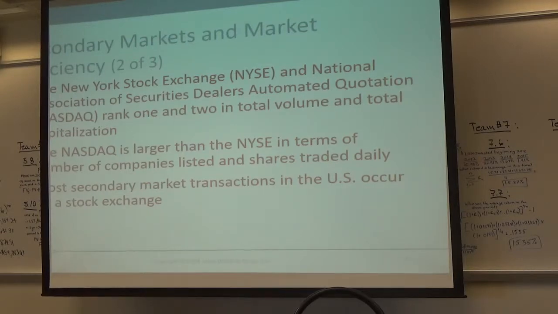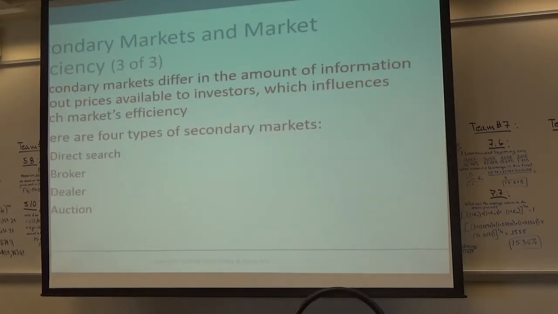The NASDAQ is larger than the New York Stock Exchange in terms of number of companies listed and shares traded daily. Most secondary market transactions in the US occur on a stock exchange. Secondary markets differ in the amount of information about prices available to investors, which influences each market's efficiency. There are 4 types of secondary markets: direct search, broker, dealer, and auction.